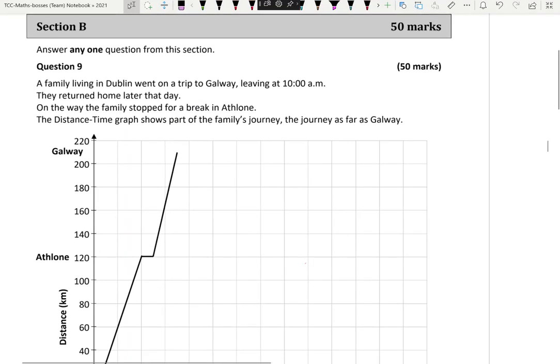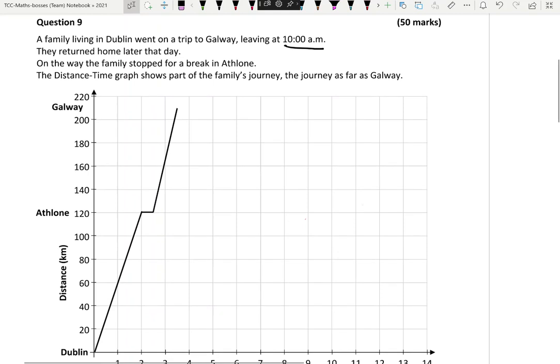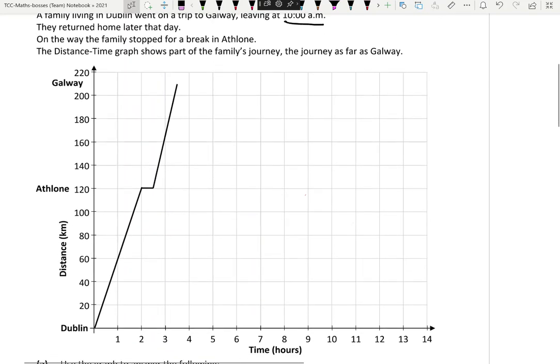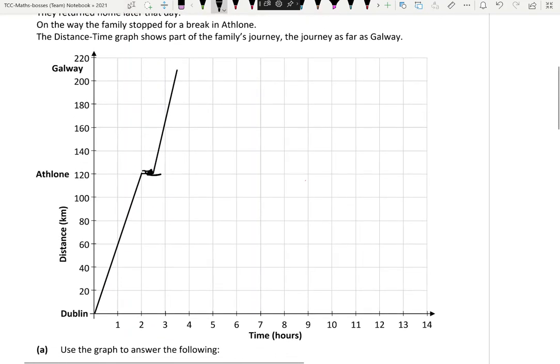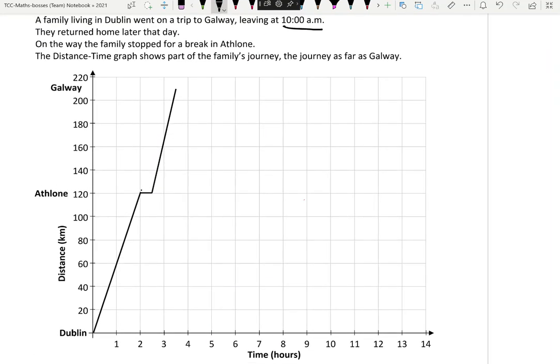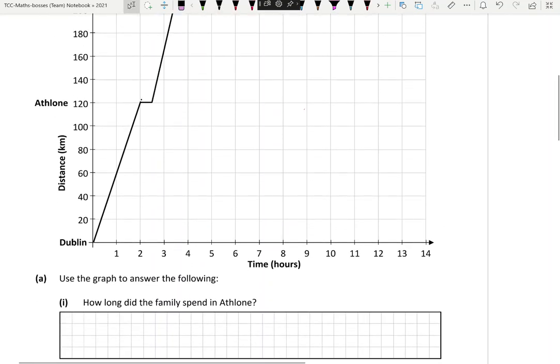A family living in Dublin went on a trip to Galway, leaving at 10 a.m. That's 10 in the morning. They returned home later that day. On the way, the family stopped for a break in Athlone. I think that's that little horizontal link there. The distance time graph shows part of the family's journey as far as Galway. Okay, that's the situation. Now let's see what we're being asked.